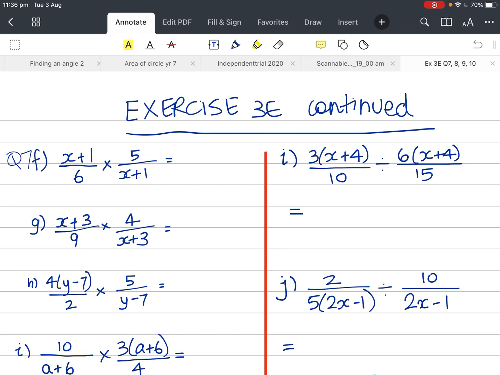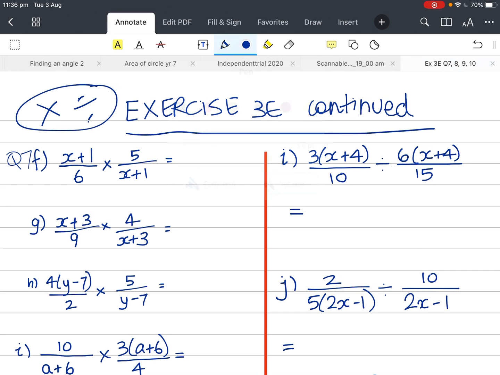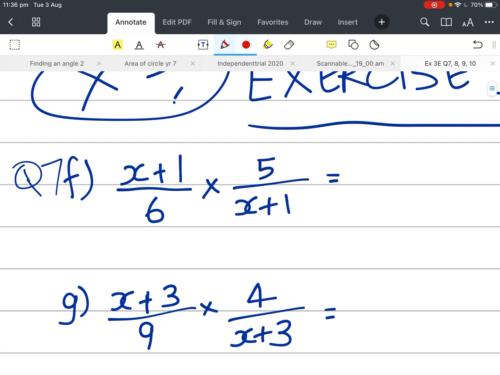Exercise 3E, we are multiplying and dividing fractions, but they're a little bit harder this time compared to what we did yesterday. Okay, here we go. So it's a little bit of a combination of what we did on Monday and Tuesday, so have a go at these ones, all right? Let's see how we go.